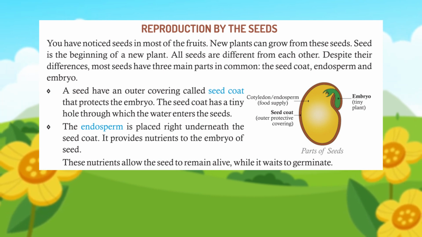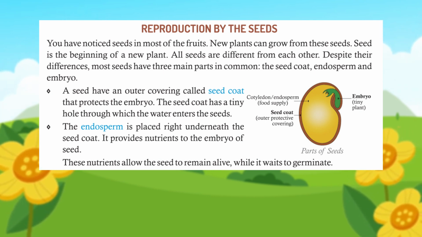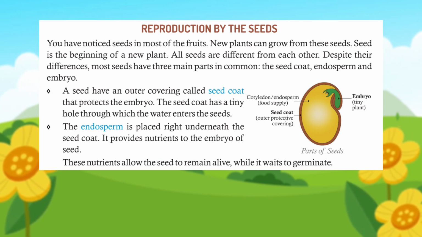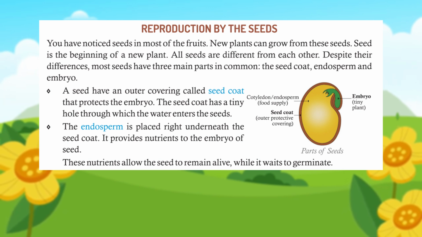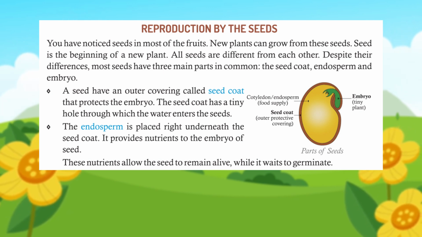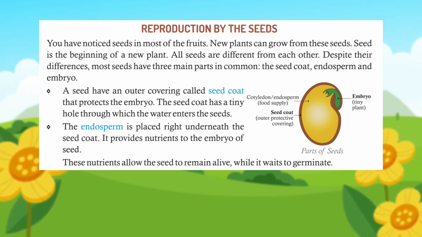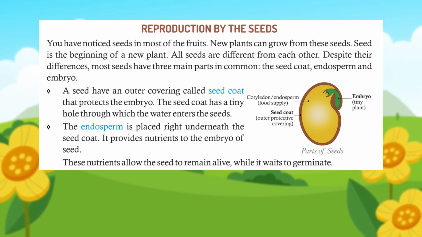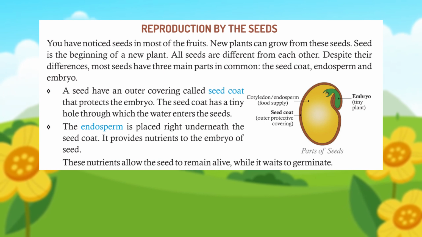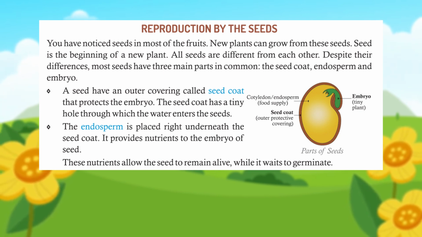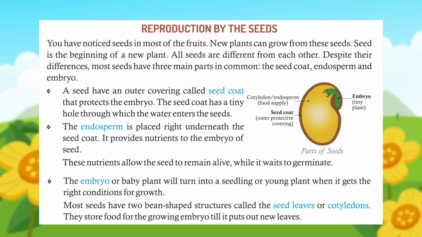A seed has an outer covering called the seed coat that protects the embryo. The seed coat has a tiny hole through which water enters the seed. The endosperm is placed right underneath the seed coat. It provides nutrients to the embryo of the seed. These nutrients allow the seed to remain alive while it waits to germinate.